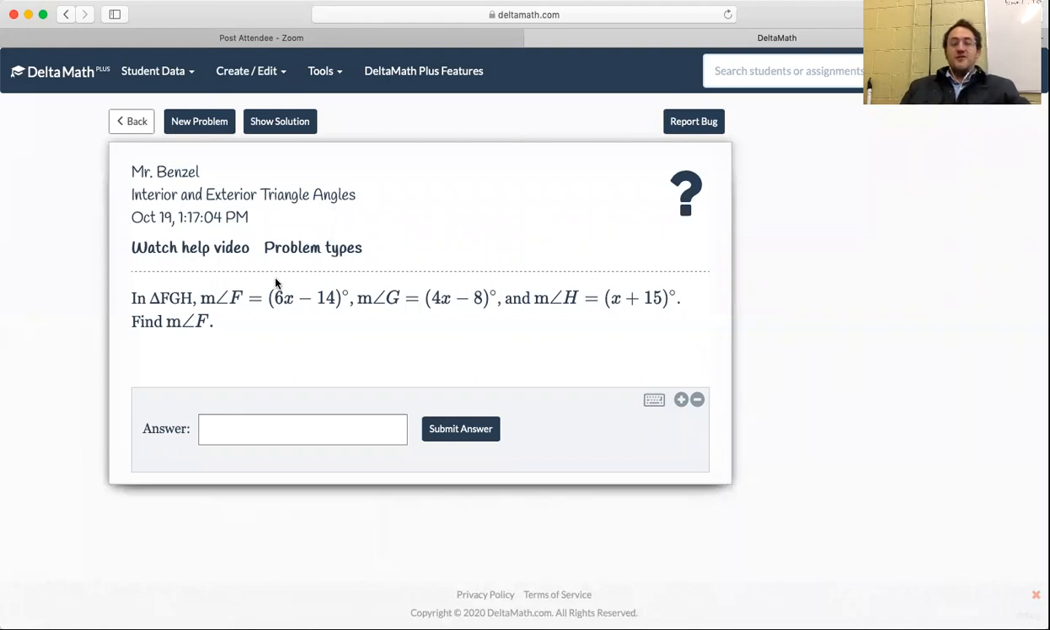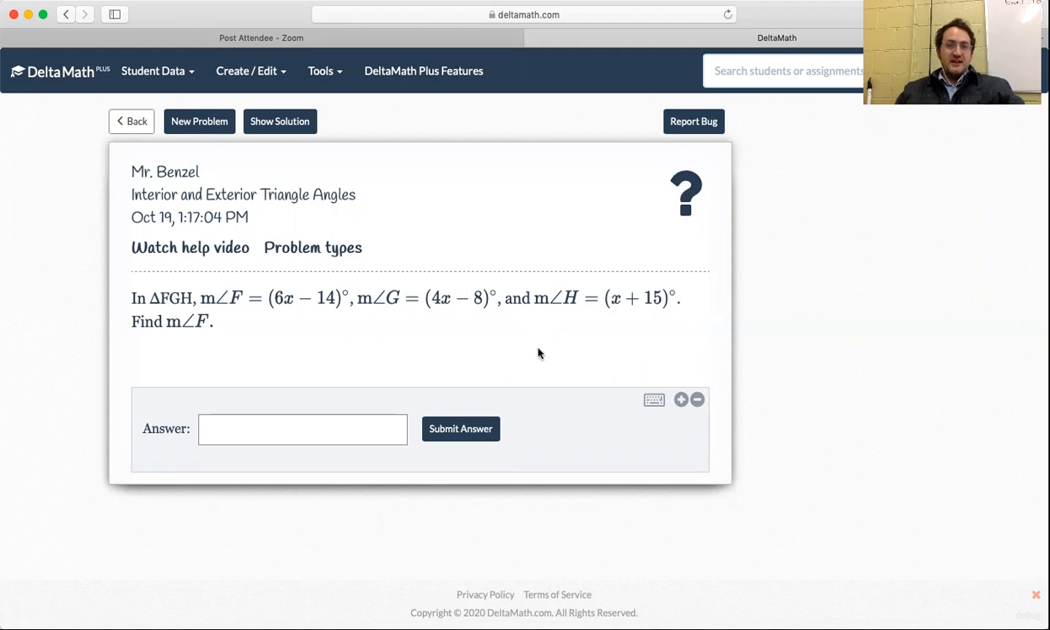We're going to go through a few of your Delta Math problems just to give you a tip for drawing them. I'd like you to copy these examples down in your notes. So this is an interior angle problem here.